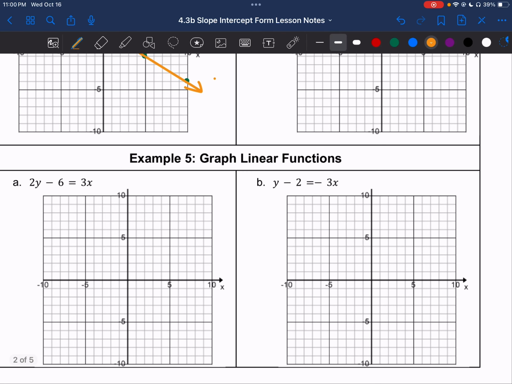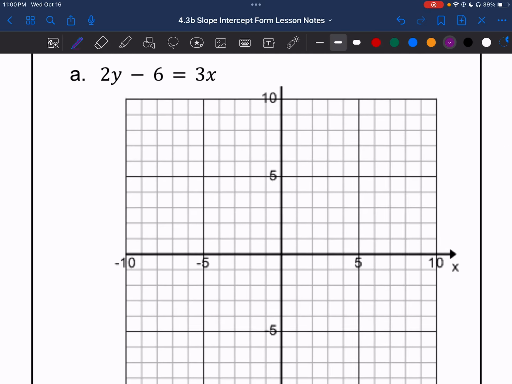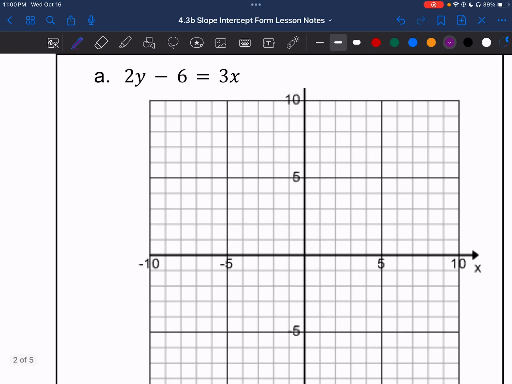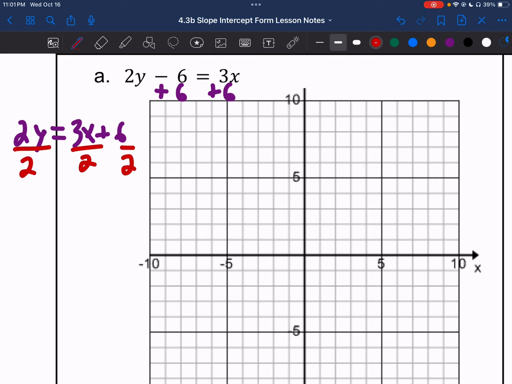Now, example 5 is graphing linear equations, and what you'll notice about these equations is we're not already in slope-intercept form, so we need to solve them for slope-intercept form. So 2y minus 6 is equal to 3x. My first step is going to be to add 6 to both sides. And when I do that, I get 2y is equal to 3x plus 6. My next step is going to be to divide everything, so all three terms by 2. I'm going to get y is equal to 3 halves x plus 3.